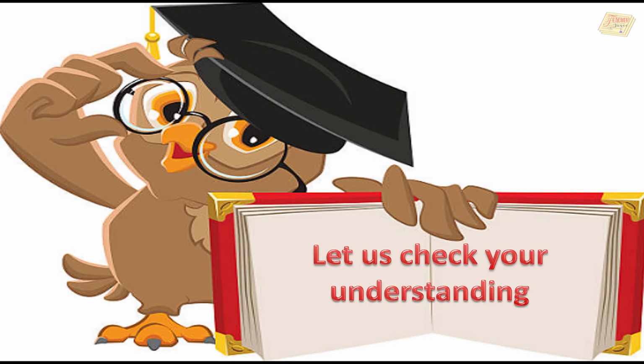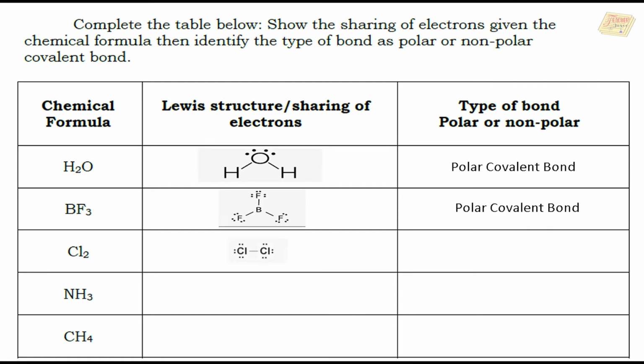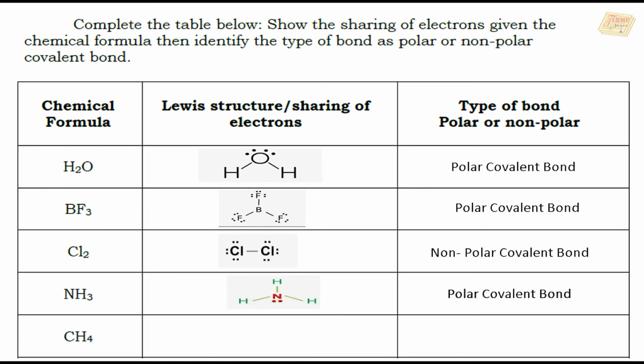Let us check your understanding. Complete the table below. Show the sharing of electrons given the chemical formula, then identify the type of bond as polar or non-polar covalent bond. Do you have the same answer?